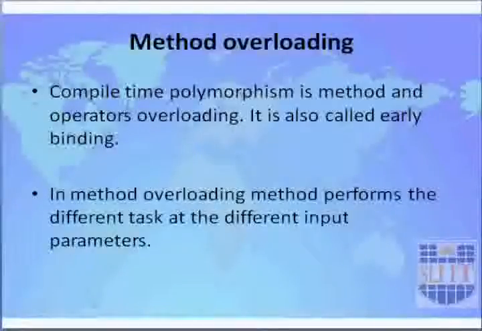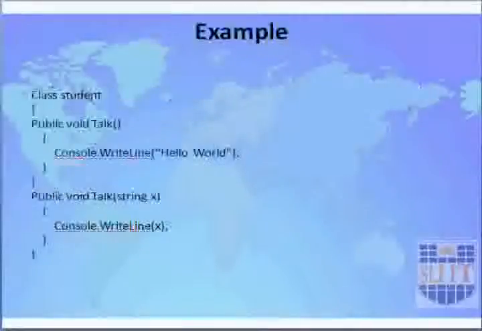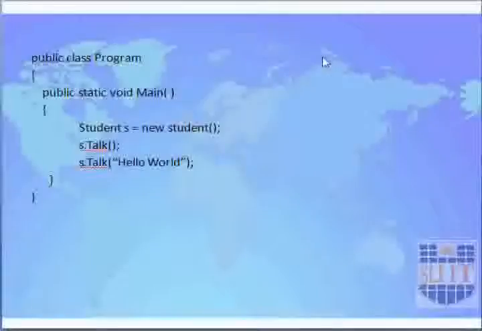Compile-time polymorphism is method and operator overloading. It is also called early binding. In method overloading, several methods with the same name can be defined but distinguished by their signature. They must have different types of parameters. In the code, if you observe, the talk method is called two times, and the talk method will work according to the number of parameters and type of parameters.